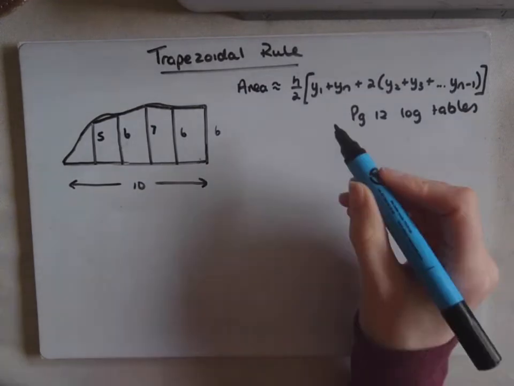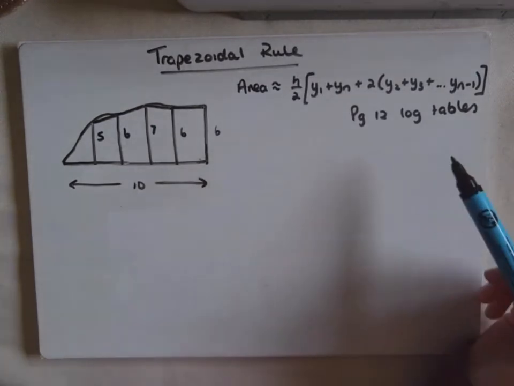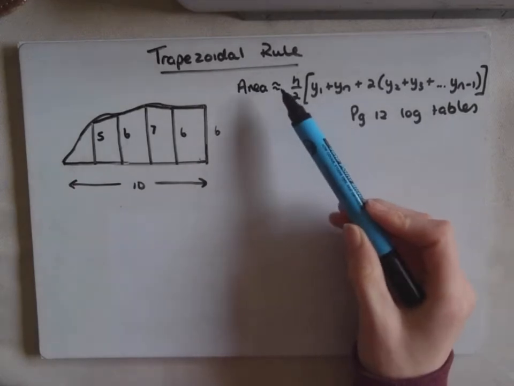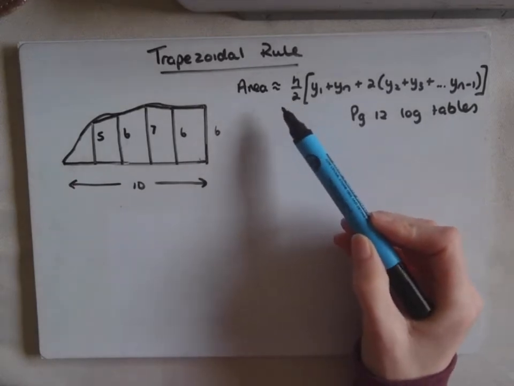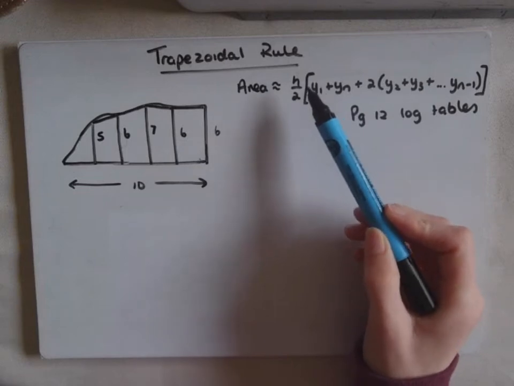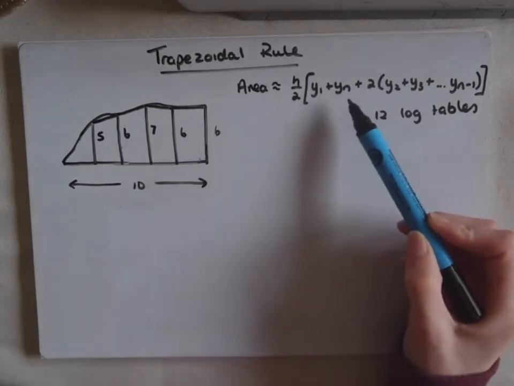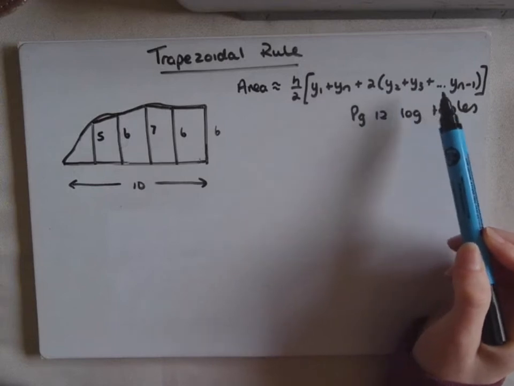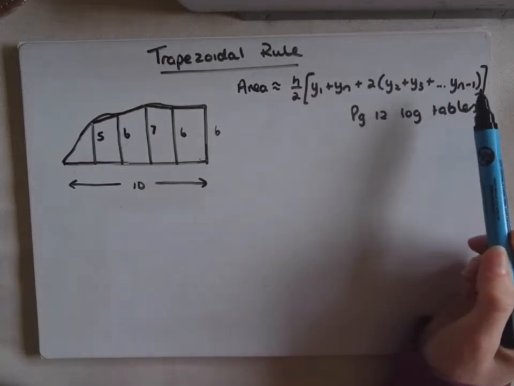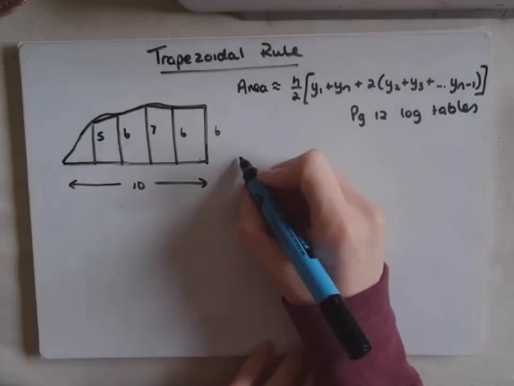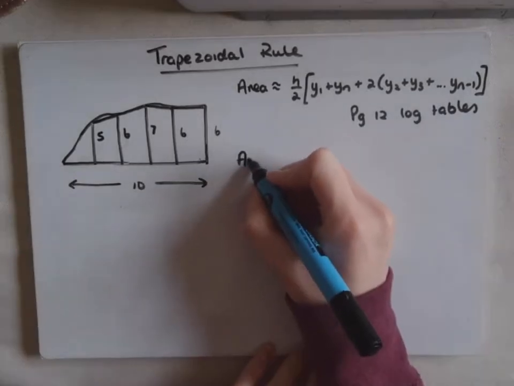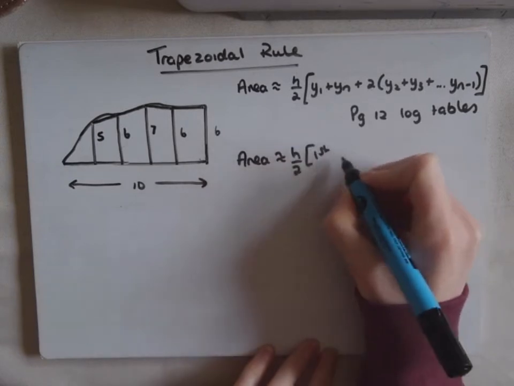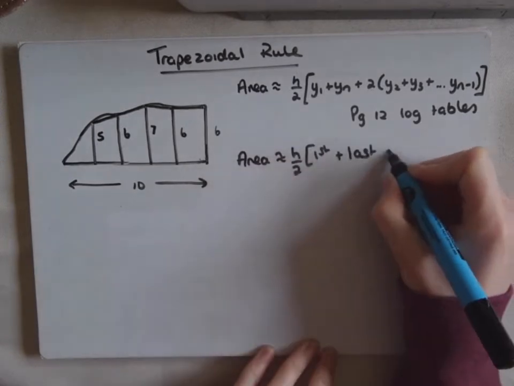So in your log tables on page 12, you've got area is approximately, so a little squiggly equals means approximately, and your formula is h over 2 times (y1 plus yn plus 2 times (y2, y3, and so on until you get to yn minus 1)). Now I prefer to use this formula in words: area is h over 2 times (first height plus last height plus 2 times all the others added together).